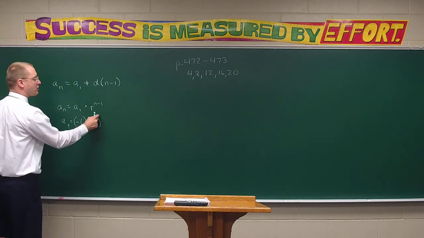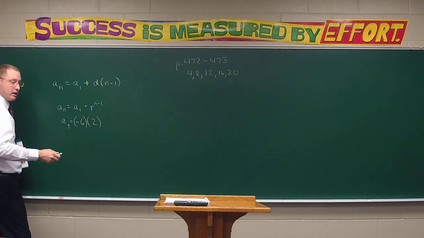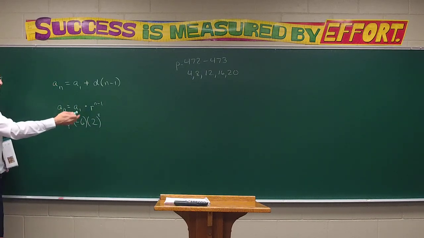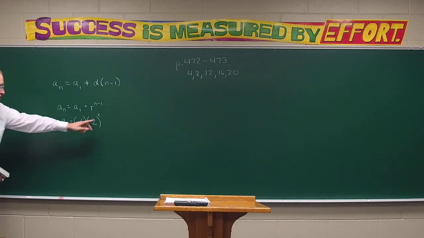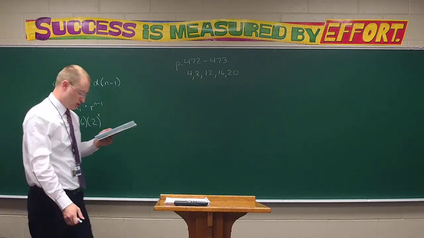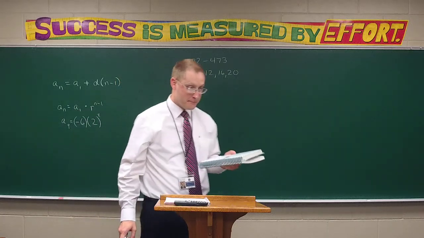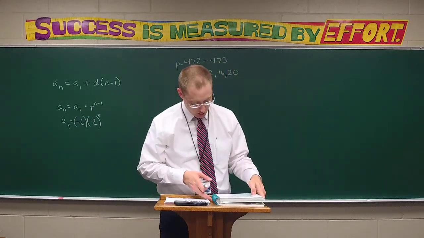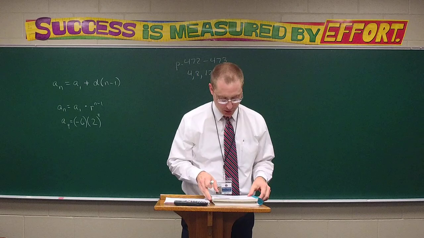And then the n-1 power would be the 8th power. So we'll raise 2 to the 8th, multiply that by the 6. Remember, raise to the power before you multiply. What is the 9th term of this geometric sequence? Negative 1,536. Good, negative 1,536.